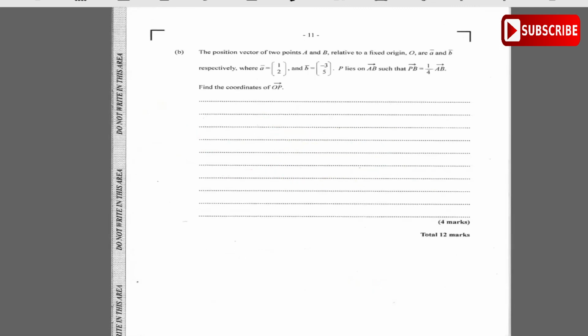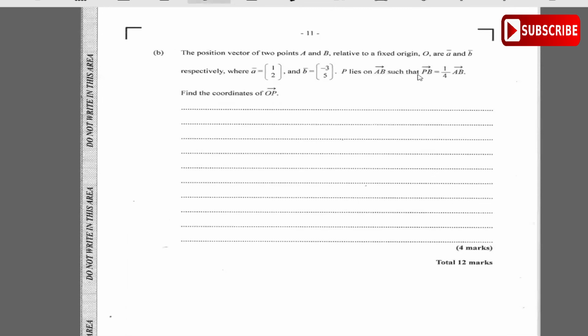Now, the vectors part of the question. It says the position vectors of 2 points A and B relative to a fixed origin O are A hat and B hat respectively, where A hat is (1, 2) and B hat is (minus 3, 5). P lies on AB such that PB is a quarter AB. And then they say find the coordinates of OP. All right, so this is just a CSEC maths question.